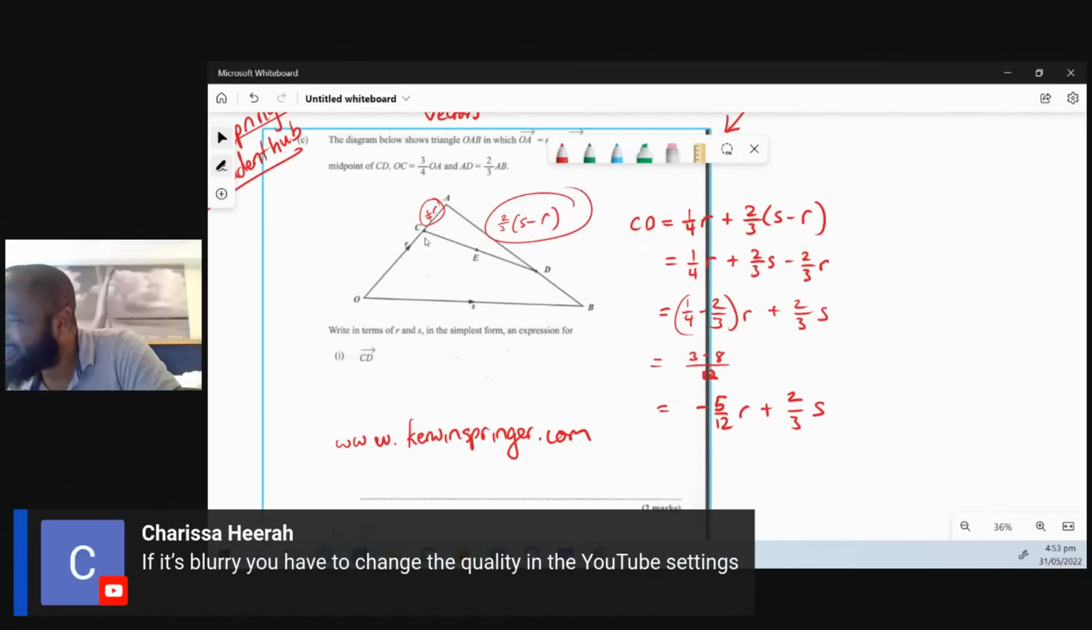I'm going to double check this because it's feeling kind of fishy. Well, I went down 5/12 R, okay, and I went across 2/3 S.